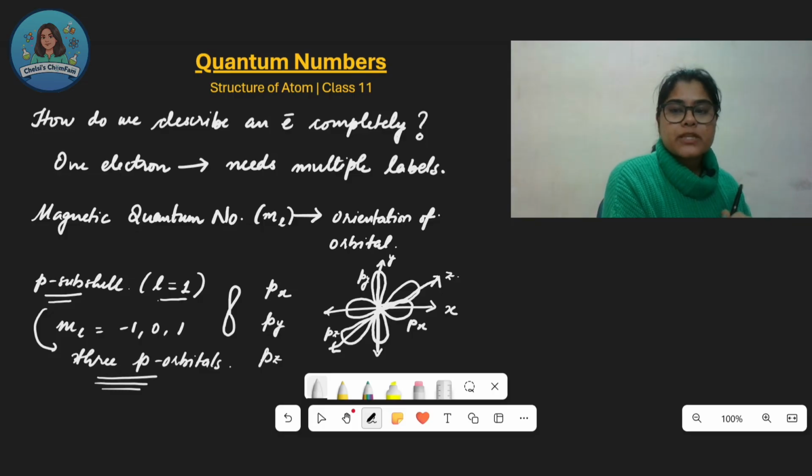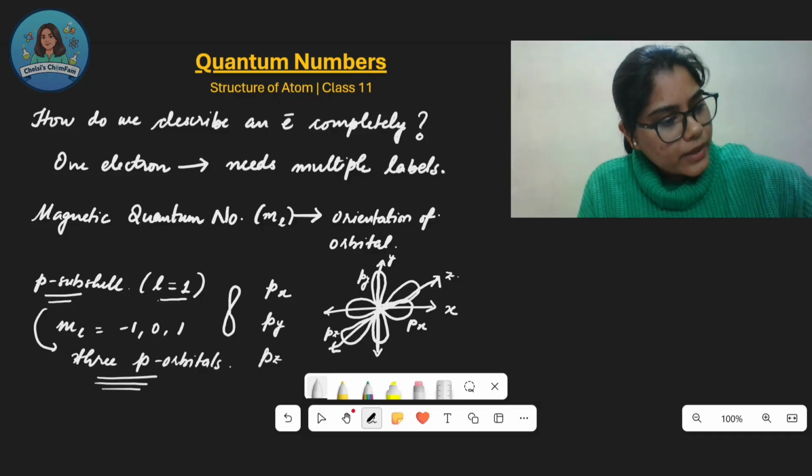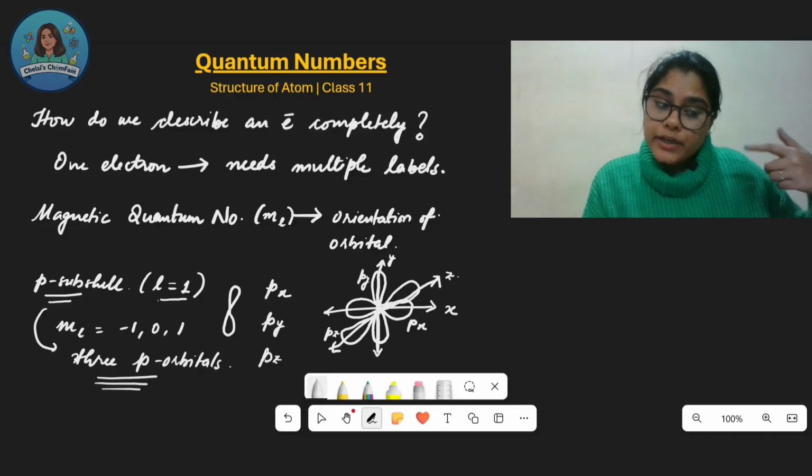In their orientation in space. One is aligned along the x-axis, another one along the y-axis, and the third one along the z-axis. So each value of ml corresponds to a different orbital.